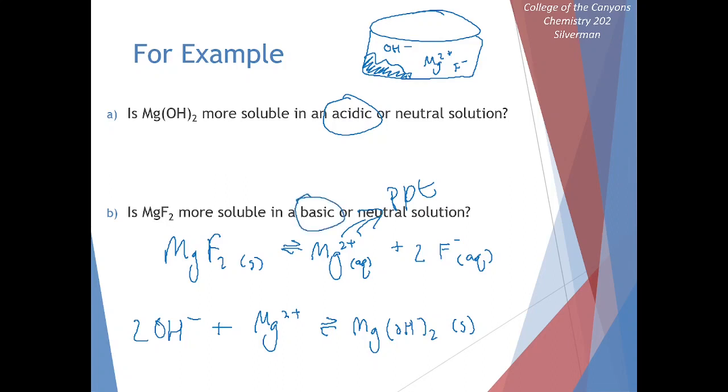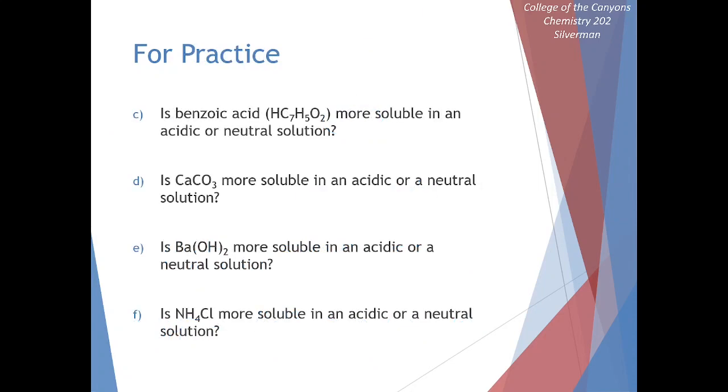To help us out here, we can try to write out the reactions that are happening. We can try to draw a picture describing what is in our beaker. We can try to identify all possible reactions that might occur. Then use Le Chatelier's principle to draw some conclusions. Let's see if we can try a couple more examples.